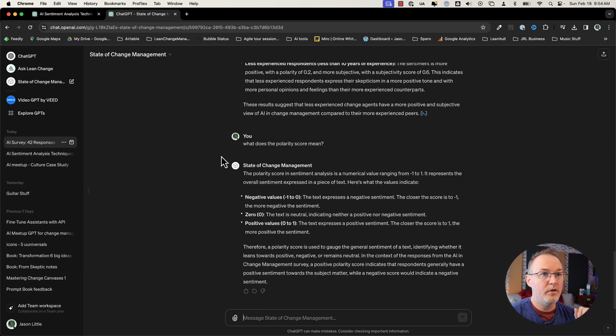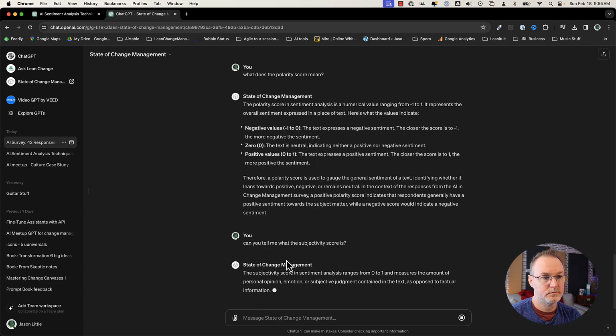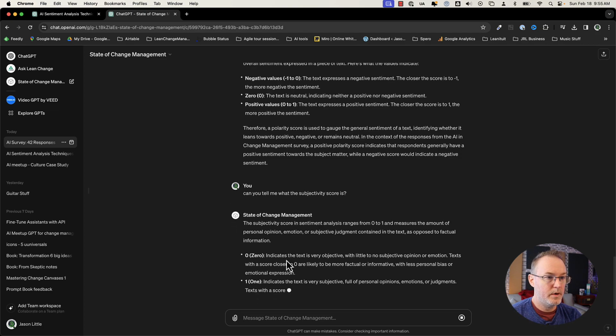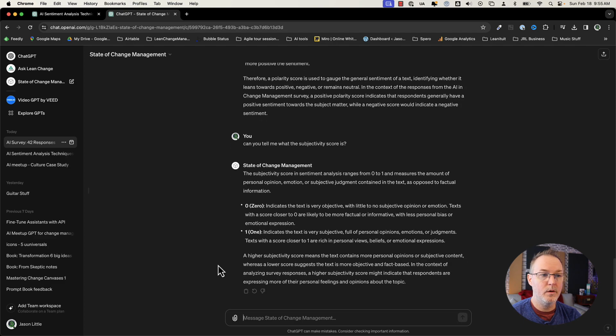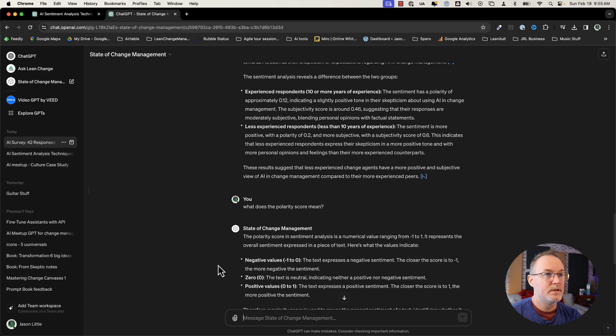And now I can also ask it about the subjectivity score, which I am assuming is going to be the same. So now it's going to respond with 0 indicates the text is very objective with no opinion or emotion, and 1 is very subjective. So it's basically a 0 to 1 scale. So you can see that the answer it had above, the subjectivity score was 0.46 for experienced people and 0.6 for people with less experience.